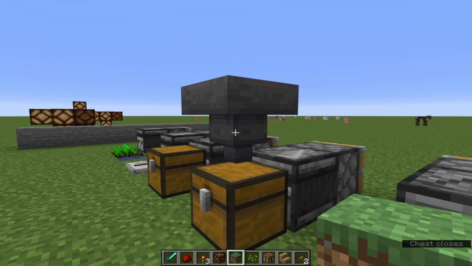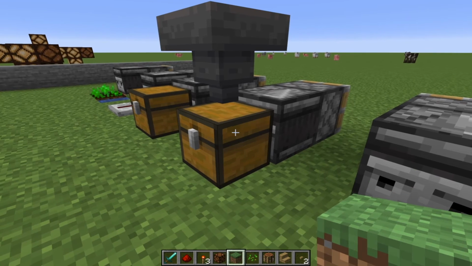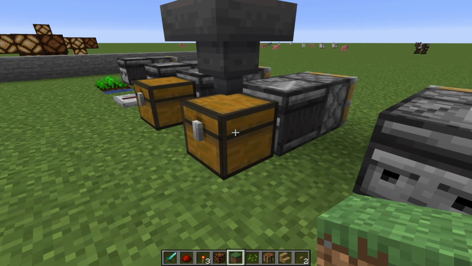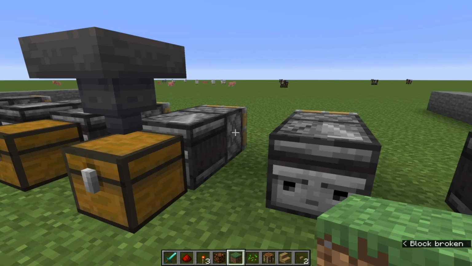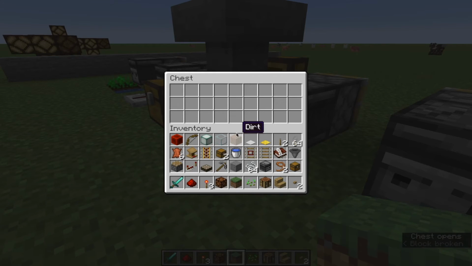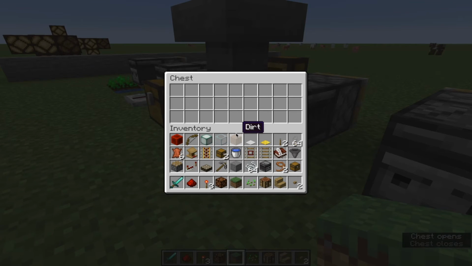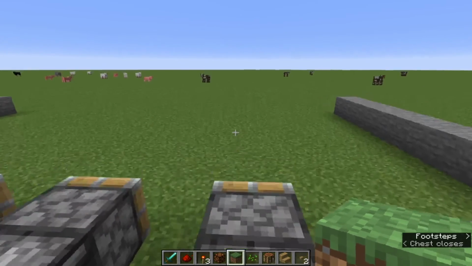Now, one thing that I always thought happened, but doesn't really appear to happen, is that when you open a chest, I thought that was a change in the state of the block, and it would cause the piston behind it to move. But it doesn't. So even though this doesn't do anything, this is important for you to know. So when I open the chest, nothing happens.